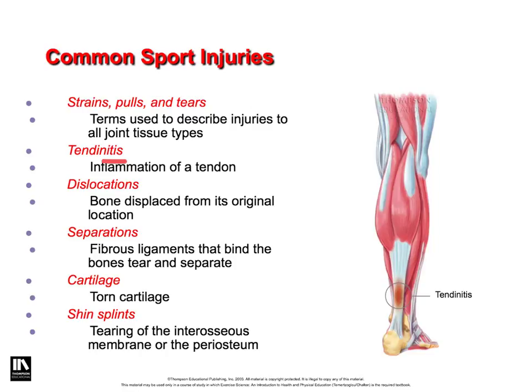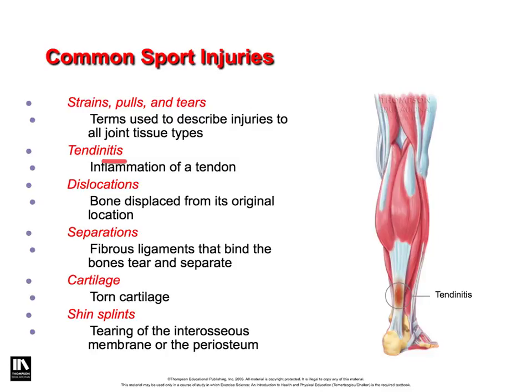A separation is where fibrous ligaments that bind the bones tear and separate. We often see this in the shoulder. Cartilage, that's what's surrounding the bone, and so it's what protects the bones from grinding against each other, and if you tear your cartilage, it can actually be quite painful.